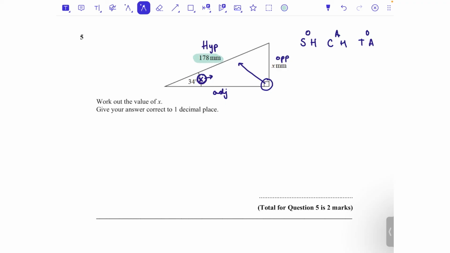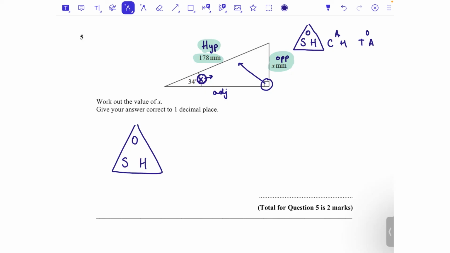Well, I know the hypotenuse, so that's helpful information. So I want to make sure H is in my formula triangle. And I want to know the opposite. So that needs to be in my triangle as well. Which of the triangles has O and H in it? That's going to be SO. So we're going to be using SO for this question. Let's do it again big down here. I didn't know the adjacent, it wasn't helpful information, and I also didn't want to know how long it was, so there we go, that's not involved.